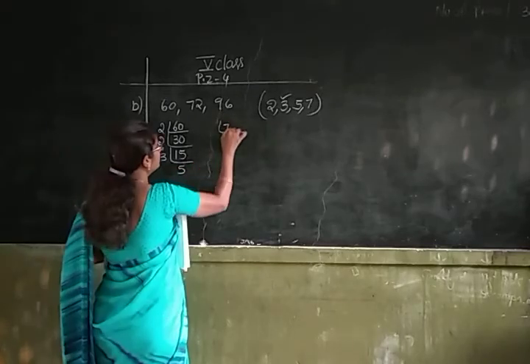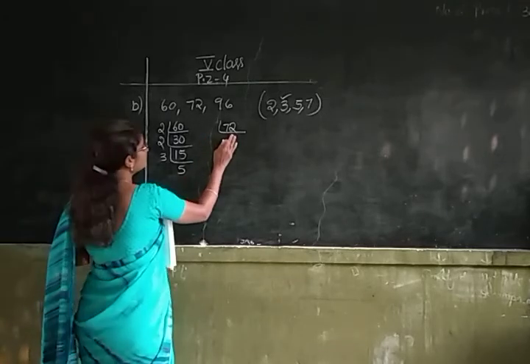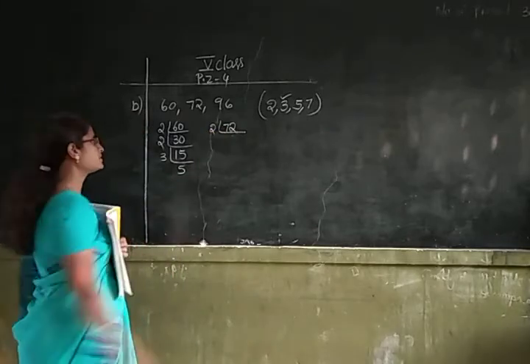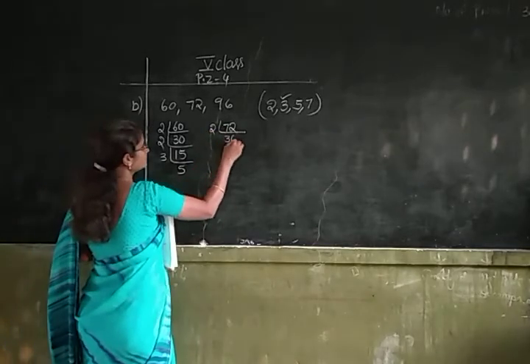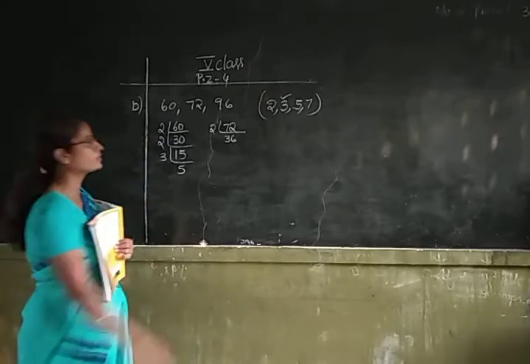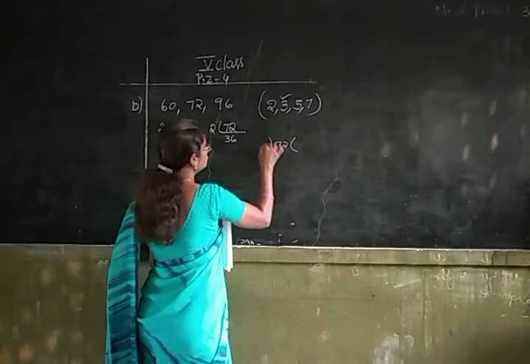Now let us find out the prime factors for 72. 72 is an even number, so it will be in 2 table. 2 goes how many times in 72? 2 goes 36 times in 72. If you don't know how many times 2 goes in 72, you can divide 72 with 2.